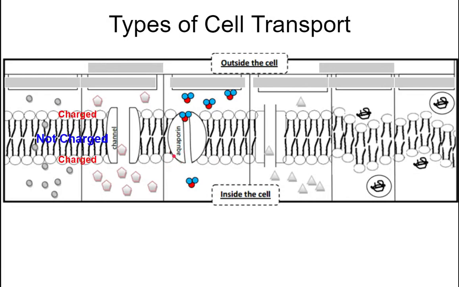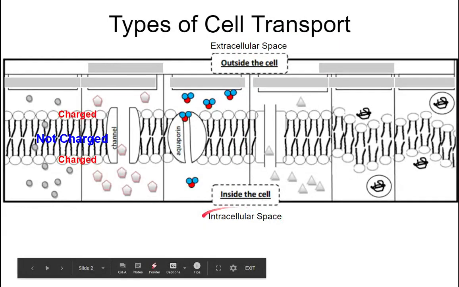When we're taking a look at the plasma membrane, we need to remember we have this charged part here on the outsides and the middle is not charged. We also have some terms we need to remember. The outside of the cell, which is everything up here, is called the extracellular space, and everything inside the cell is called the intracellular space.